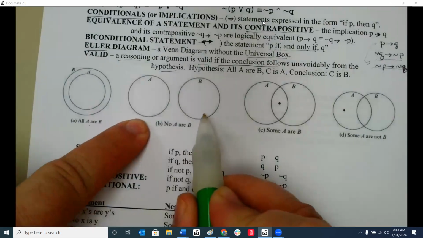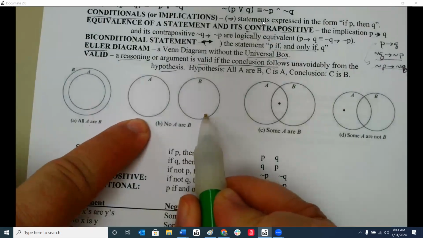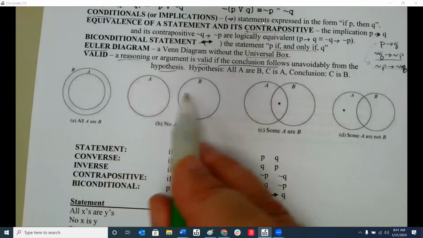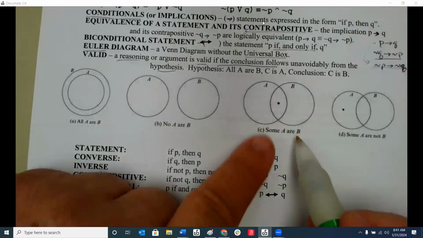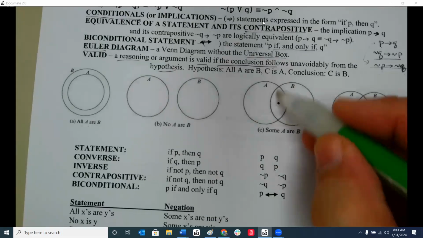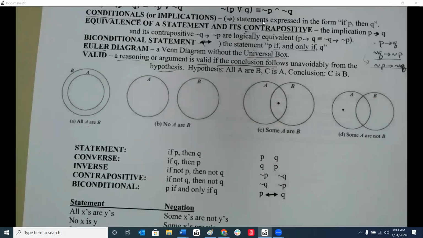No A or B. So they have nothing in common. Disjoint sets. Some A or B. This is what we're used to seeing. Where they overlap is what they have in common.